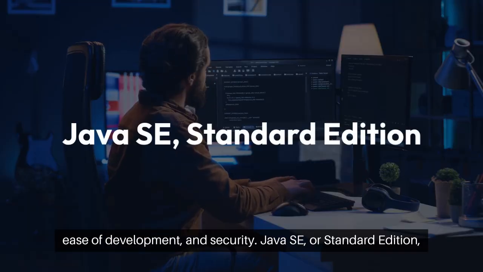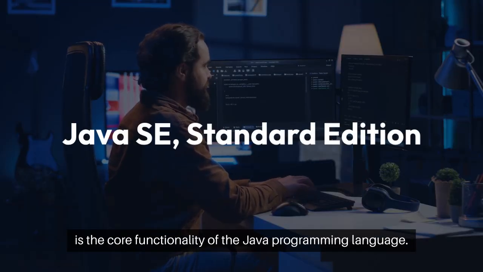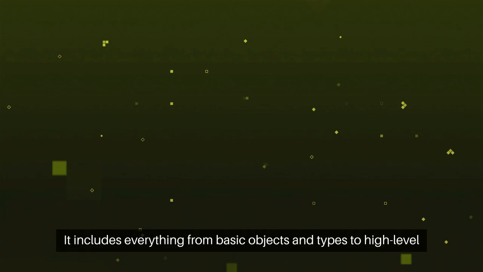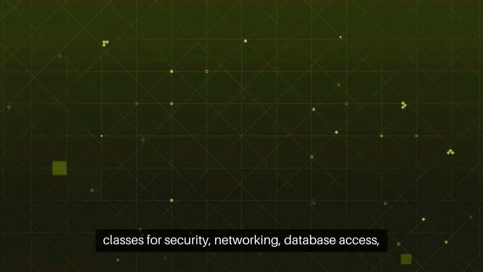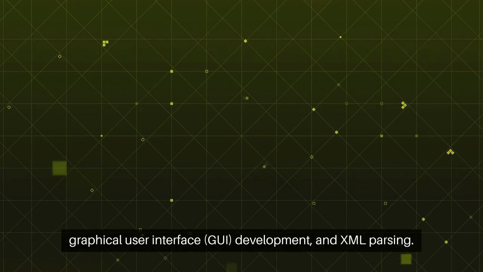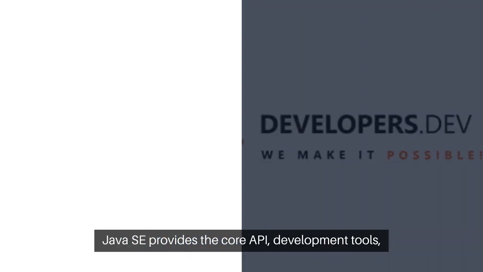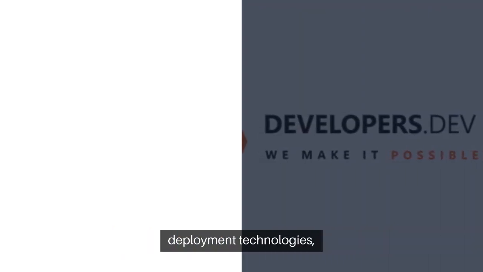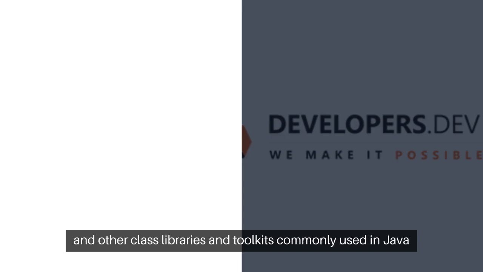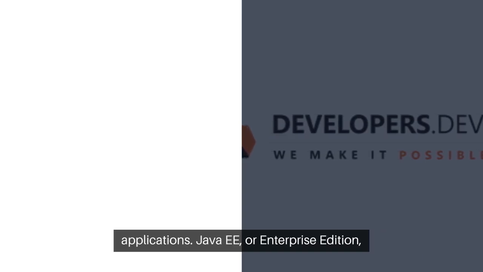Java SE, or Standard Edition, is the core functionality of the Java programming language. It includes everything from basic objects and types to high-level classes for security, networking, database access, graphical user interface, GUI development, and XML parsing. Java SE provides the core API, development tools, deployment technologies, and other class libraries and toolkits commonly used in Java applications.